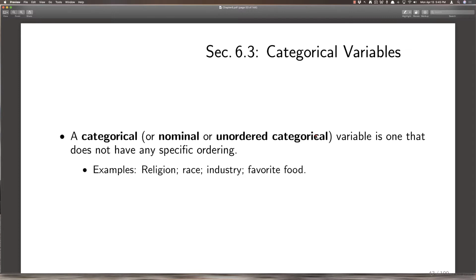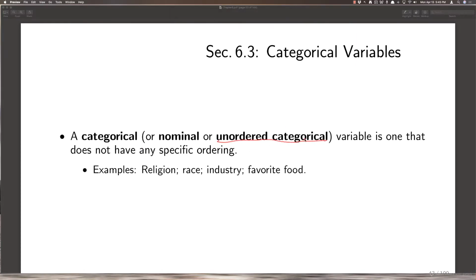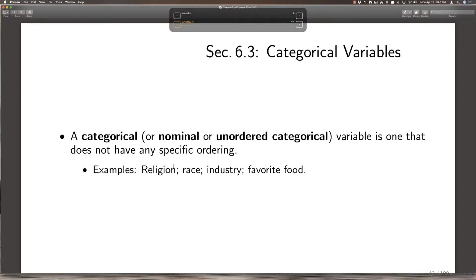So a categorical variable is one that does not have any specific ordering. I call these unordered categorical variables. I like to be very specific here. While the book, Bailey, just calls these categorical, I call them unordered categorical variables, because the other kind, the ordered categorical variables, are still categorical. So I use unordered categorical and ordered categorical. Bailey uses categorical, and then he uses ordinal or something like that. But first, let's get this one down before we move to the next one.